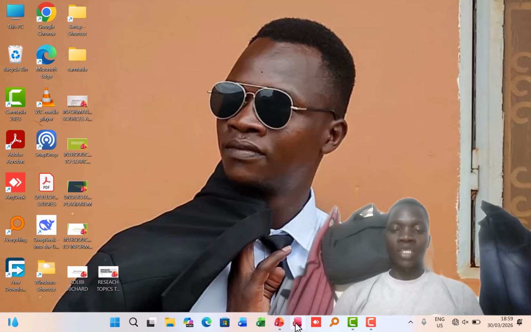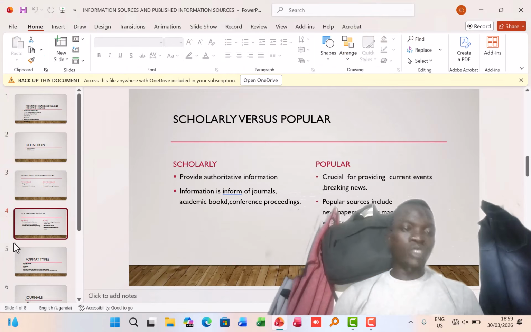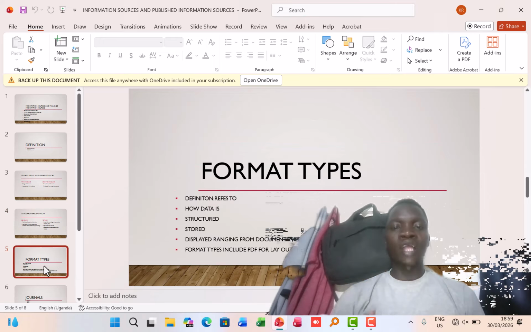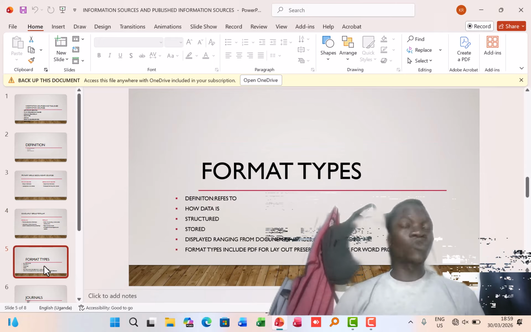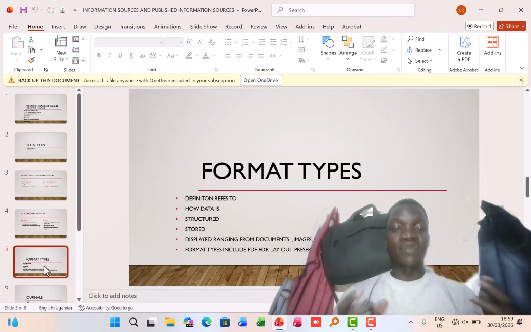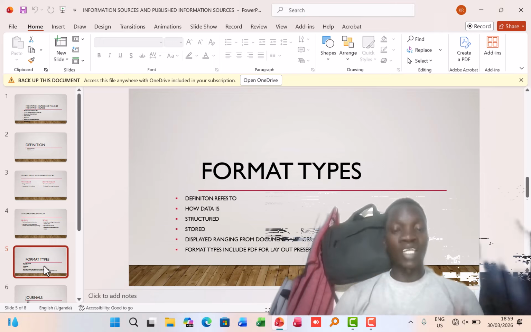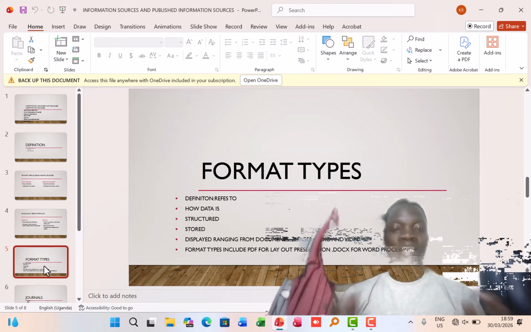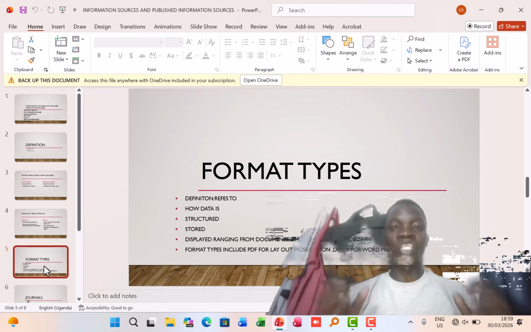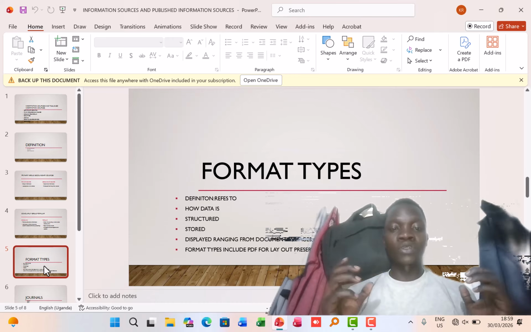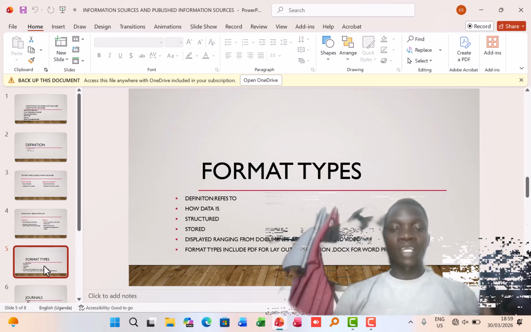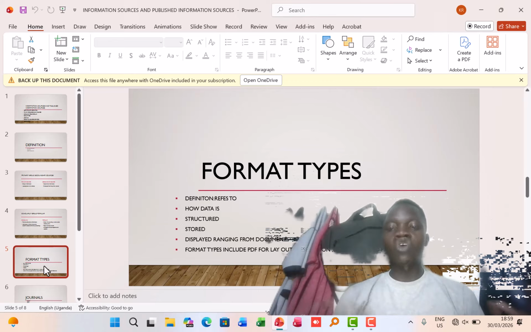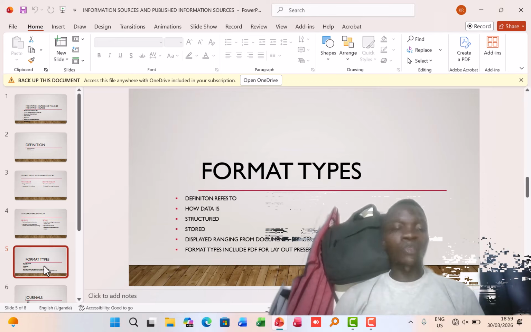Then, to add on, there are things called format types, the basis on which the information is made. The definition of format types refers to how data is structured, stored, and displayed, ranging from documents, images, and videos. Format types include PDF for layout, presentations or preservation, docs for word processing, and so forth.